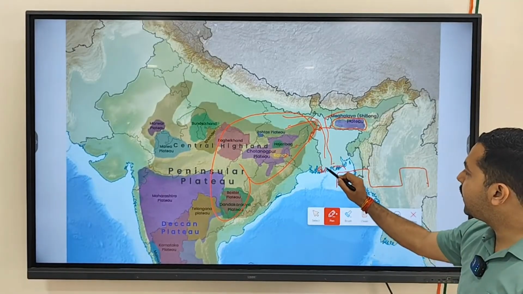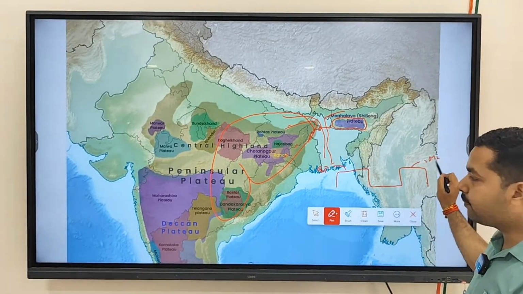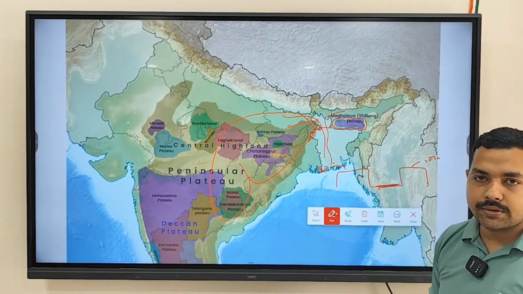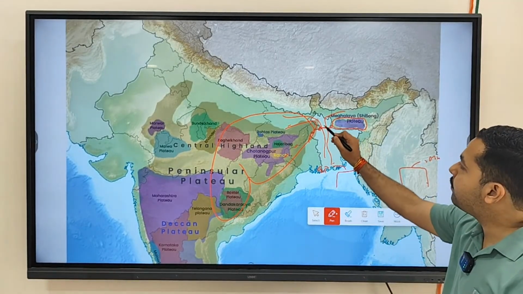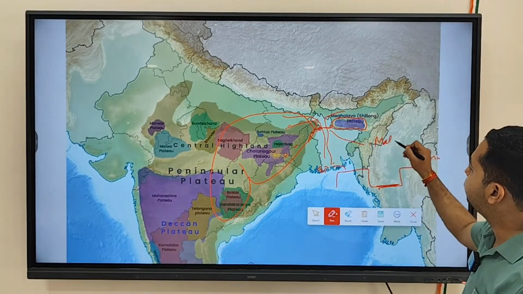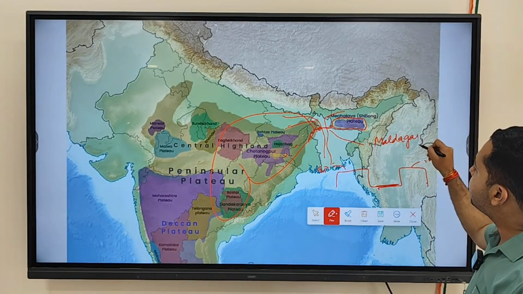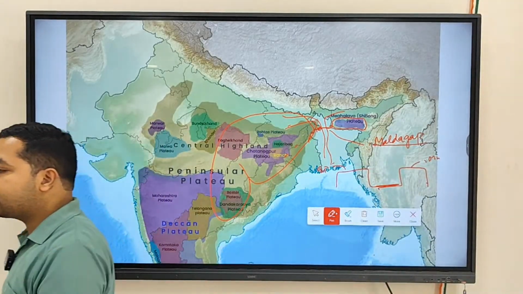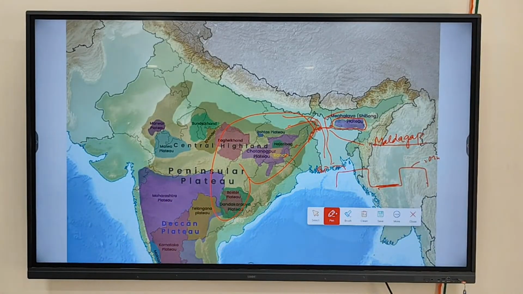This is your Eastern Plateau, and this is the Meghalaya Plateau. In this lower region, all your rivers are entering. Clear? This gap is referred to as the Malda gap. So the Malda gap separates which two regions? It separates the Eastern Plateau from the Meghalaya Plateau.